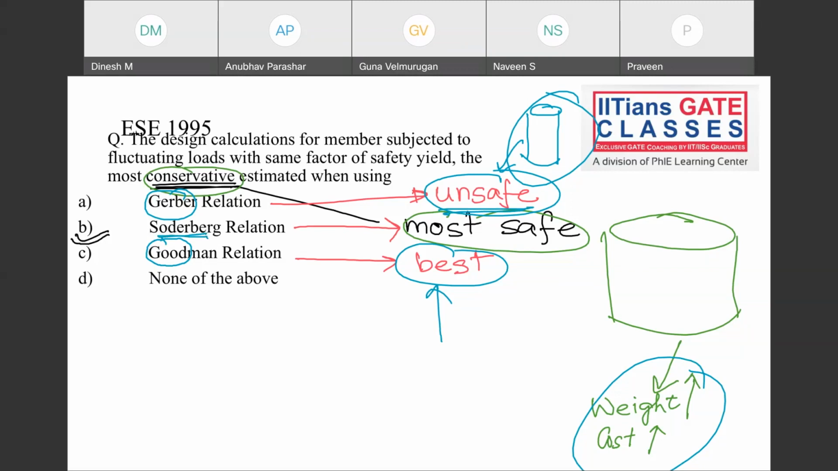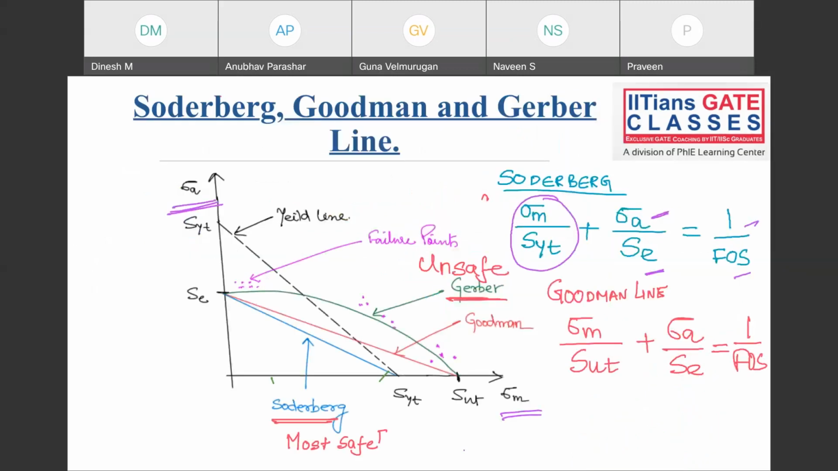Otherwise, it becomes very confusing. So for short, fast answering, you can use this correlation. Goodman, good. Good is the best. Gerber means problem, problem means unsafe. So the remaining is Soderberg. Soderberg is the conservative, that is the most safe one, right? Or you can use the logic I have given you here to answer this question. Is it clear to all of you?